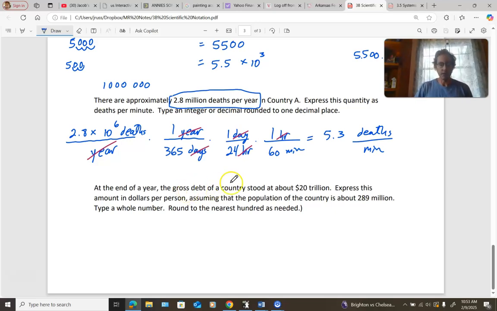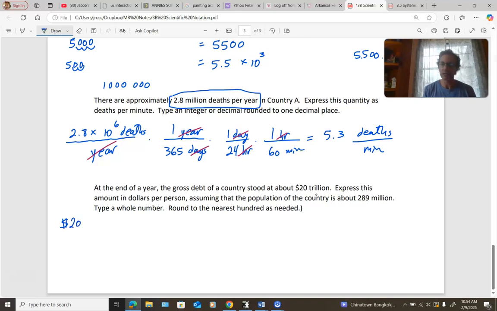So it says the debt is 20 trillion, and we want to express this in dollars per person, assuming that the population of the country is 289 million. And then it says type a whole number, round to the nearest hundred as needed. We'll get to that here in a minute. So we want to express this in dollars per person. So I've got 20 trillion.